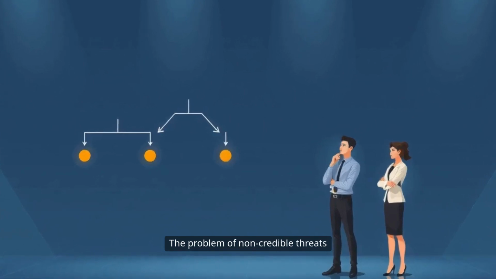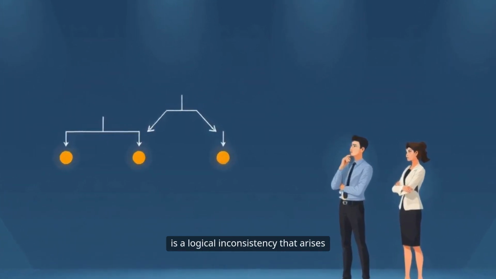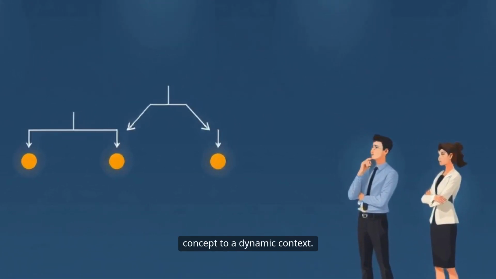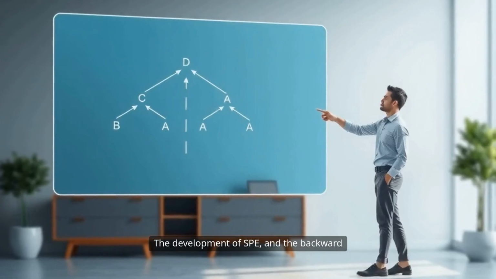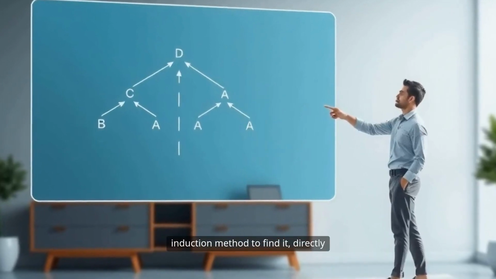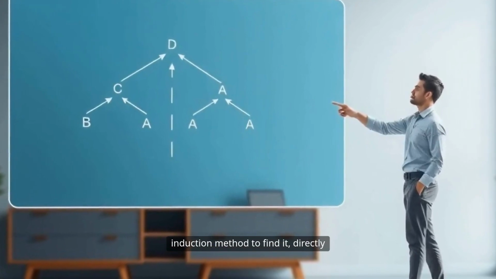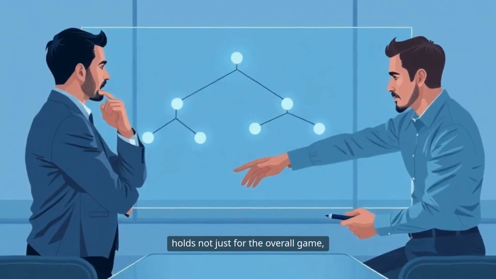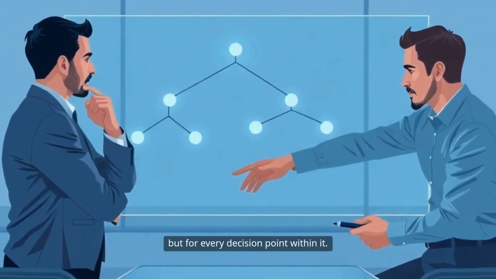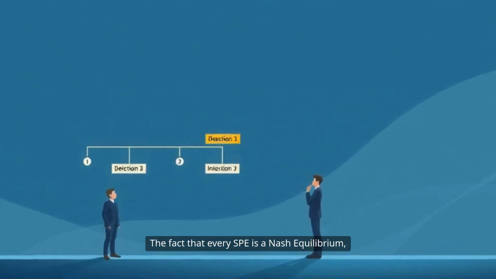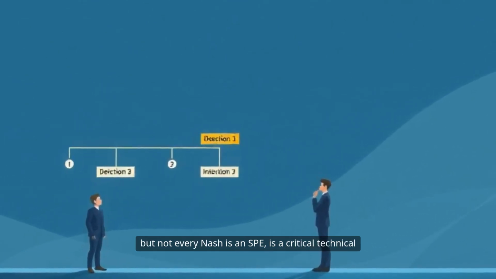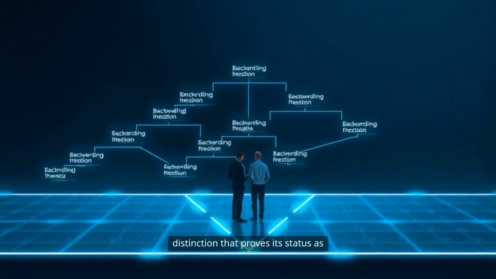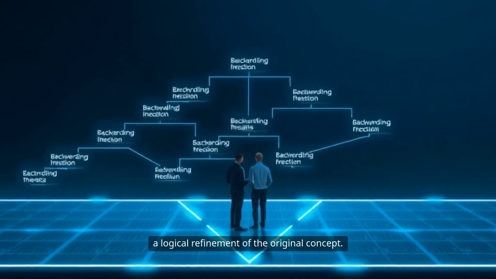The problem of non-credible threats is a logical inconsistency that arises from the application of a one-shot equilibrium concept to a dynamic context. The development of SPE and the backward induction method to find it directly solves this problem by ensuring that rationality holds not just for the overall game, but for every decision point within it. The fact that every SPE is a Nash equilibrium, but not every Nash is an SPE, is a critical technical distinction that proves its status as a logical refinement of the original concept.